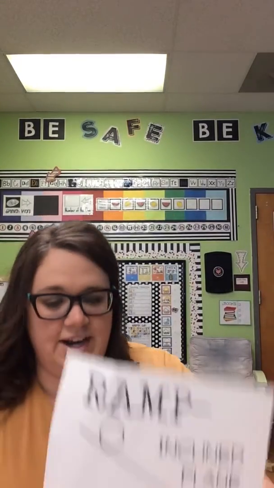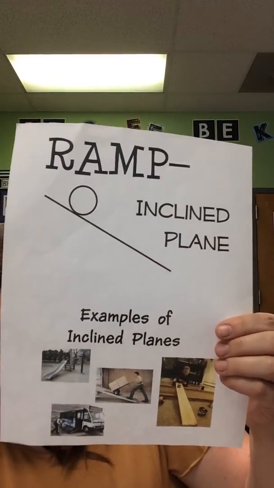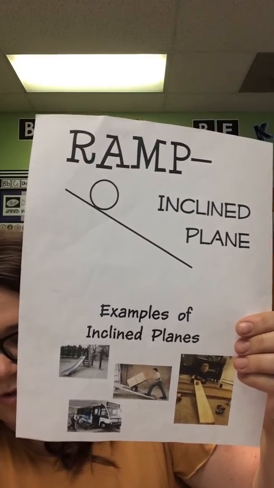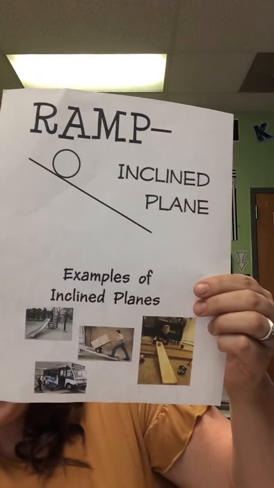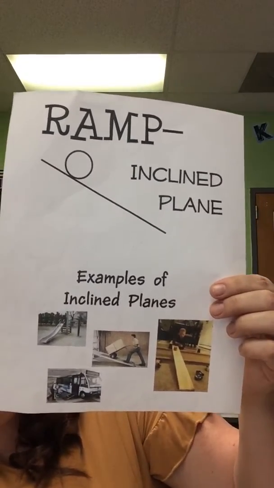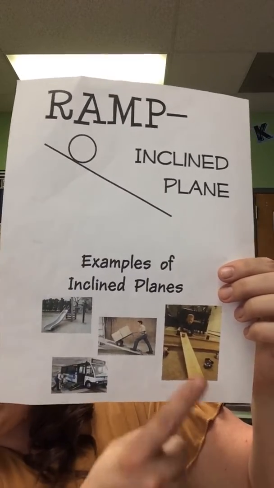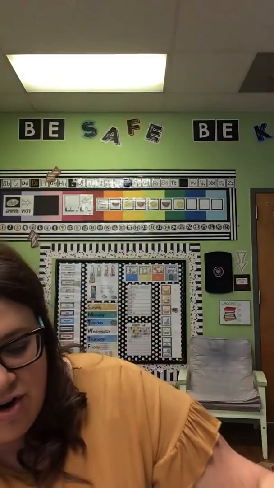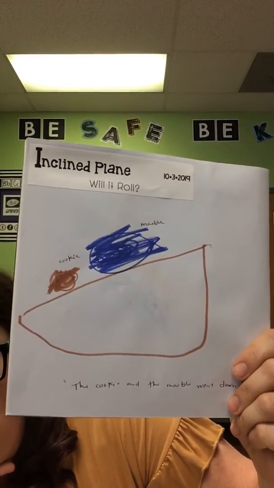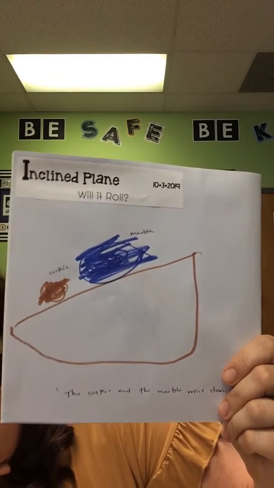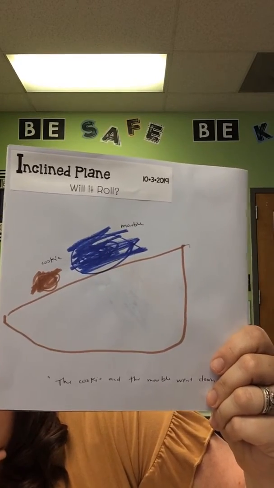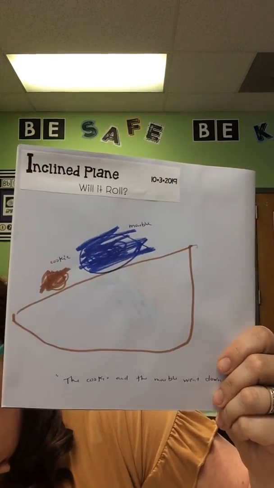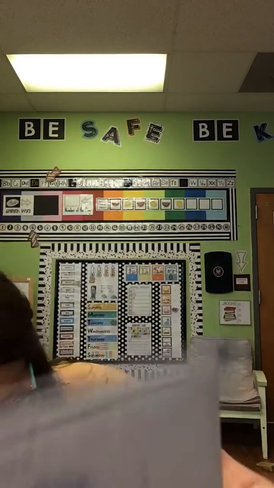And this one is our ramp, which is also called an inclined plane. Inclined plane, ramps and slides, things that help things go up and down. Our sample journal for that was we had a ramp and we rolled different things down. We rolled marbles. Remember, we even rolled a cookie. The cookie went down too.